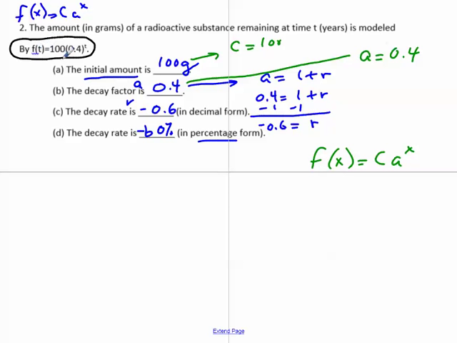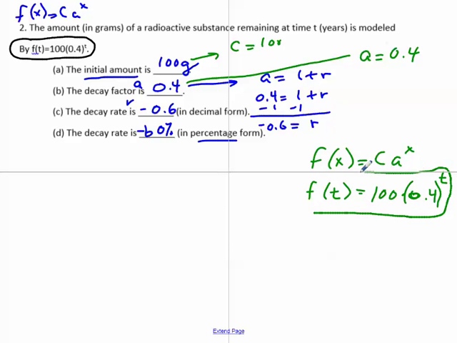Specifically for this situation, f of t equals c. What's the starting amount that I was told in the blue information? From the starting amount of 100 grams, that means my c is 100. So c equals 100 goes right down there, times a. What was my a? Well, I was told that the decay factor was 0.4, so 0.4 goes right down here, to the tth power, and there's my exponential equation right there. If I was given the blue information, I could create the green equation.